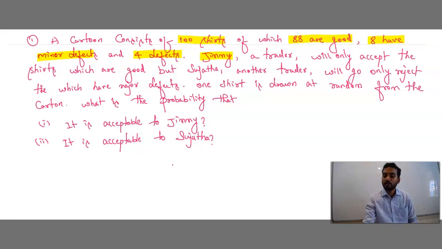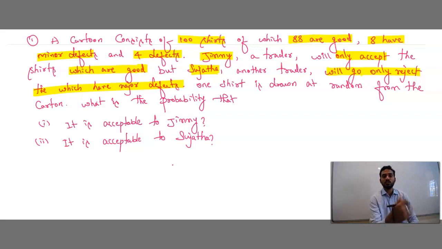He will accept only the shirts which are good. But Sujata, she is another trader, will only reject the shirts which have major defects. She is going for those types of shirts. She is just removing the major defects and the rest all she is taking.